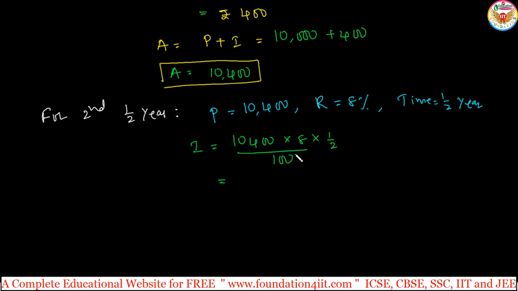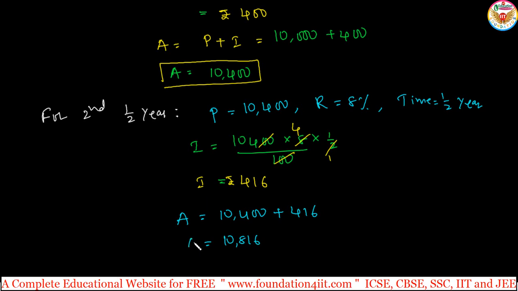If we calculate, 104, 2 times 1, 4 0. 104 into 4, 416. 416 is the interest for the second half year. And amount is equal to 10,400 plus 416, the second half year principal plus second half year interest. Then total we get 10,816 is equal to amount.